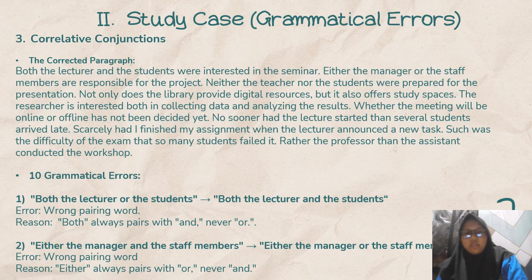The 10 grammatical errors. First one, both the lecturer or the students. It should be both the lecturer and the students. Wrong pairing word. Both always pairs with and, never or. Two, either the manager and the staff members. So it should be either the manager or the staff members. Wrong pairing word. Either always pairs with or, never and.